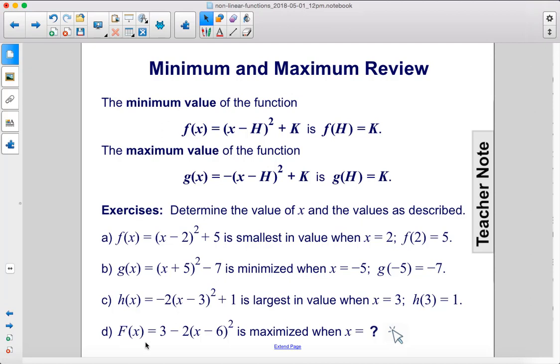Alright, and finally, f(x) = 3 - 2(x - 6)² is maximized when x equals 6. When you plug 6 in here, this entire term goes away, and we're left with 3 as a result.